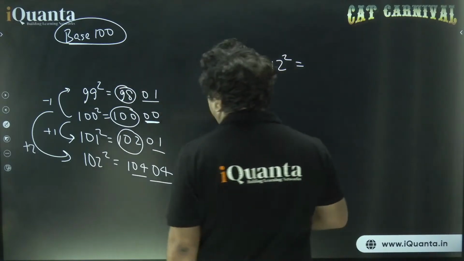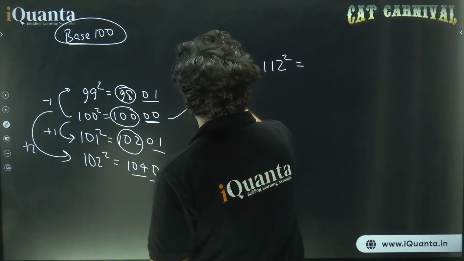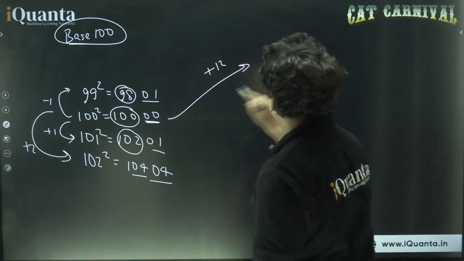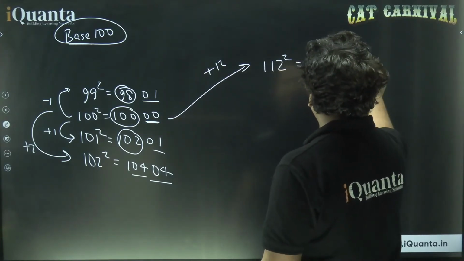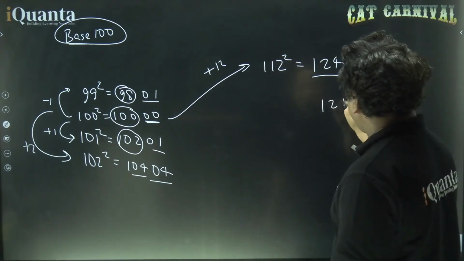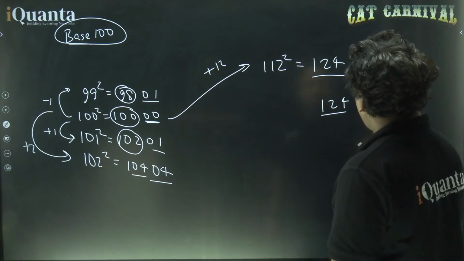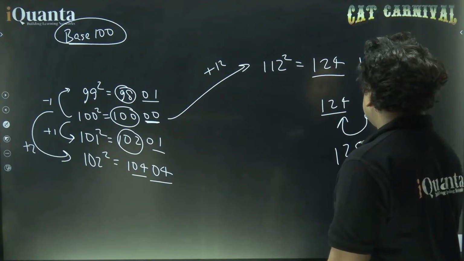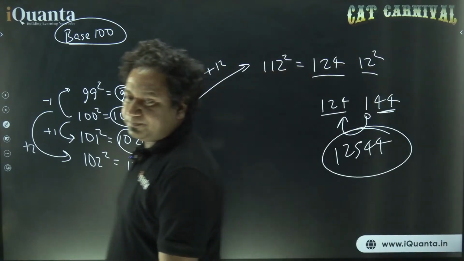112. This is 12 more, isn't it? So we need to add 24, double of 12. 100 plus 24, I'll get 124, and 12 square. This is what I'll get. So 12 square is 144. Only 2 digits are allowed. 1 goes here. We get 12544 as the final answer. Perfect.